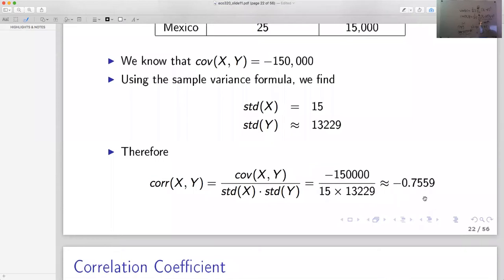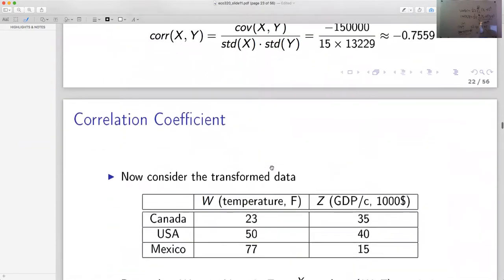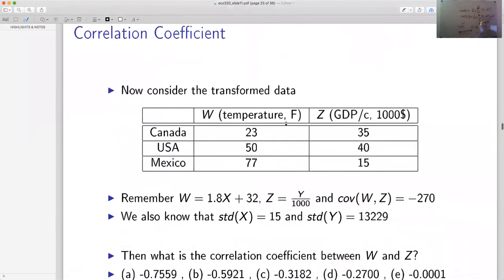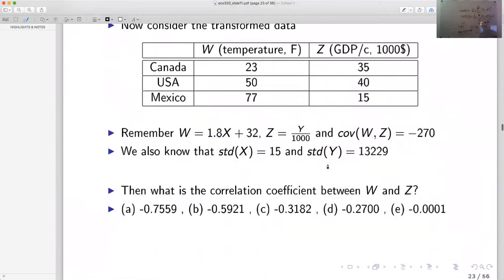What can you tell about this? Okay, they have a very strong negative relationship, right? This is what we have seen in the previous scatter plot. So let's look at this one. This was a transformed data. What is the correlation coefficient? Based on this information, try to get the correlation coefficient.